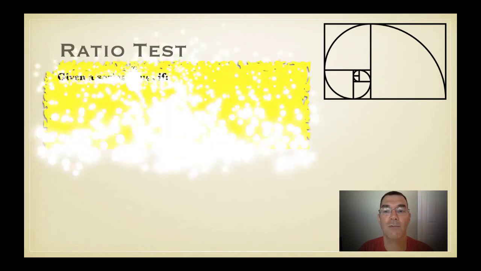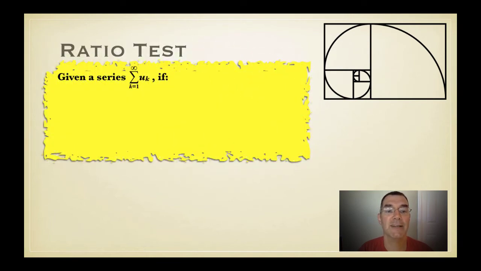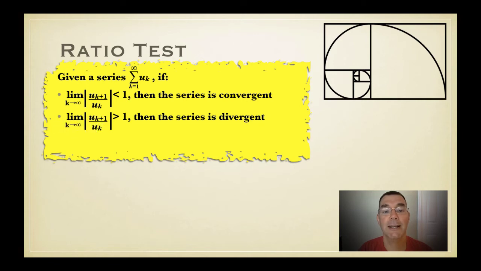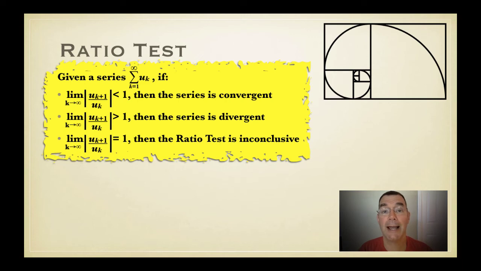All right, then we have what's called the ratio test. If I have a series, and I take the absolute value of the ratio of the k plus 1 term divided by the term that comes before it, and as k goes to infinity that is less than 1, then the series is convergent. If it's bigger than 1, then the series is divergent. And if it equals 1, I can't really say one way or the other. So that test is inconclusive and I need to find another test.